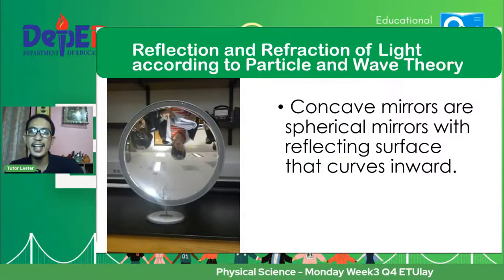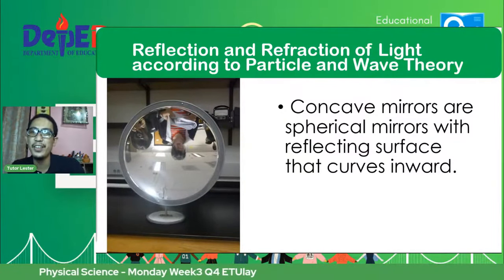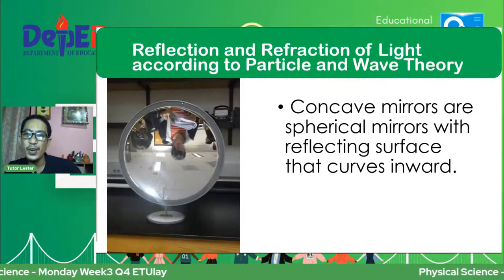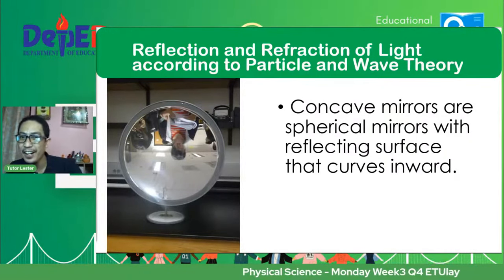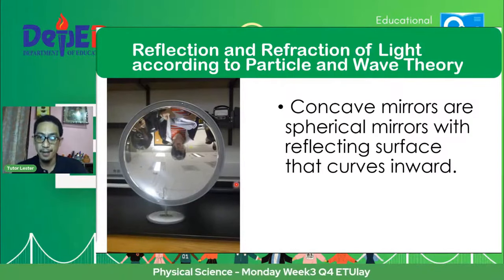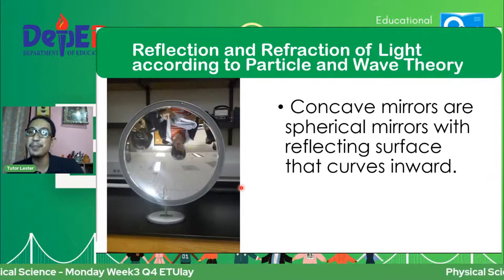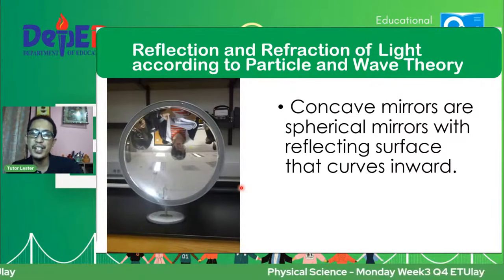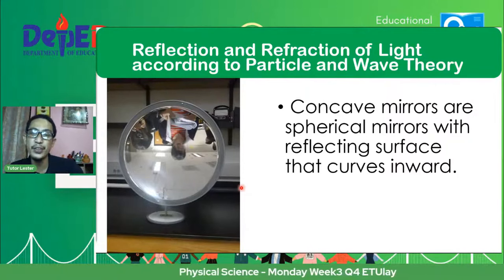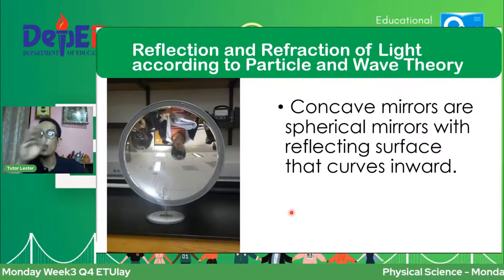Right, so this is another spherical mirror which we call a concave mirror. How do you observe the image formed in the concave mirror? Take a look. The image appears inverted. The difference between this mirror and a convex mirror is that a concave mirror's reflective surface curves inward.